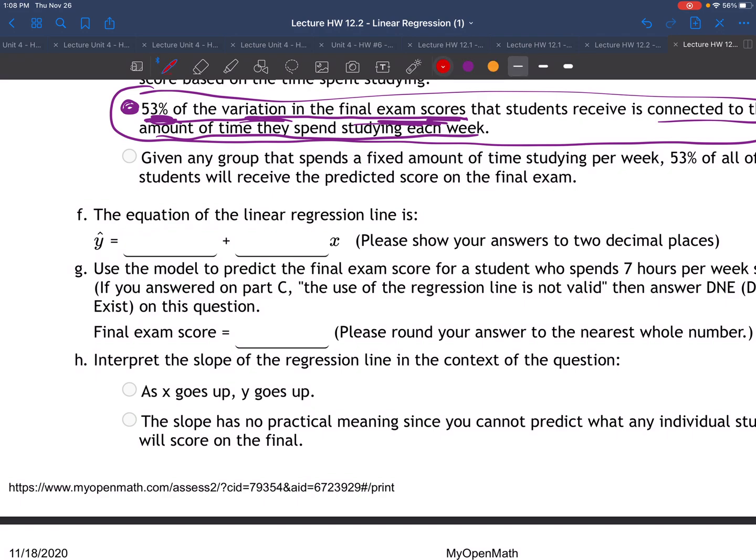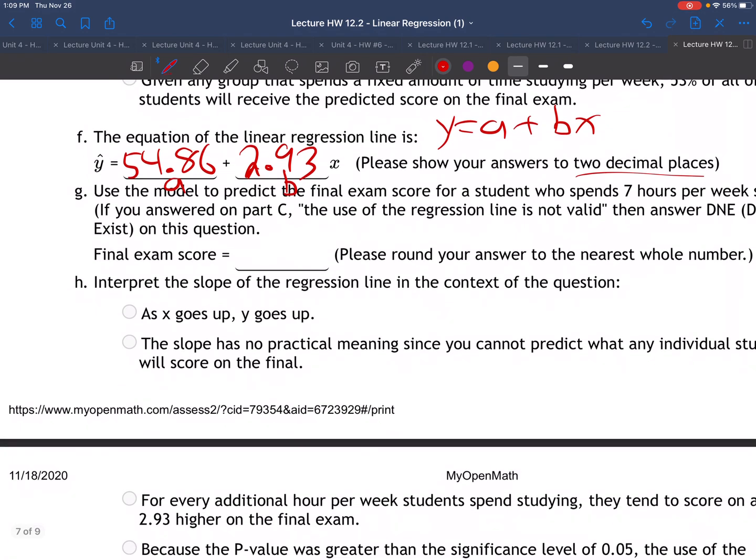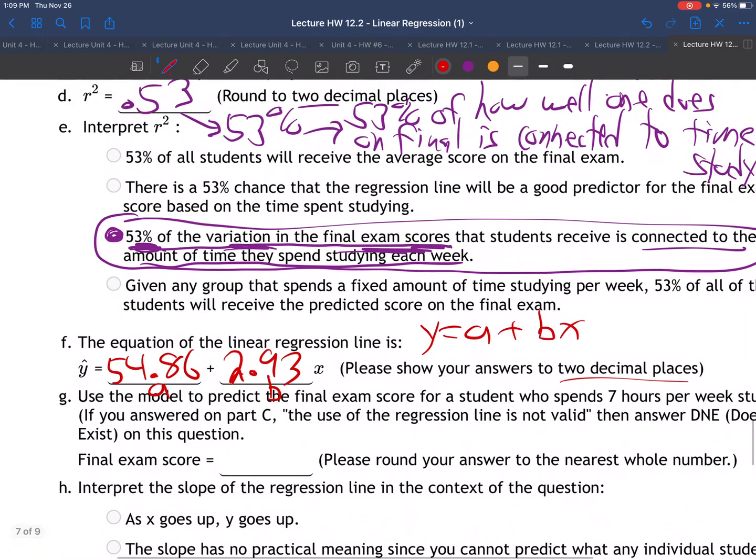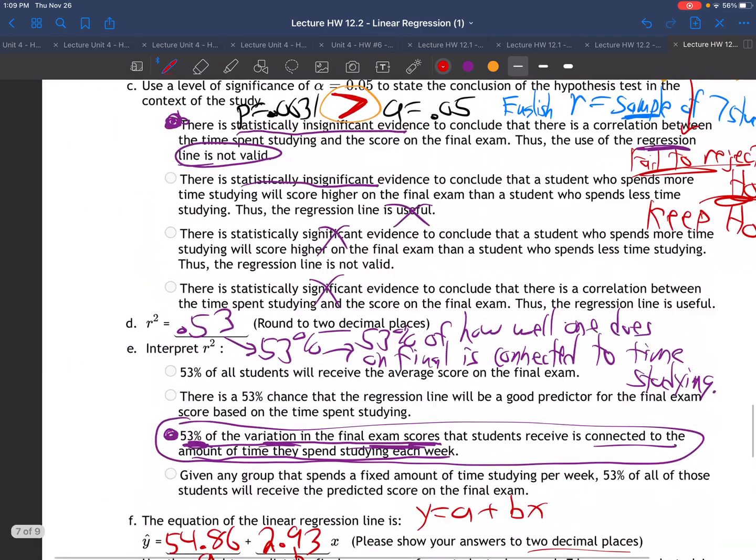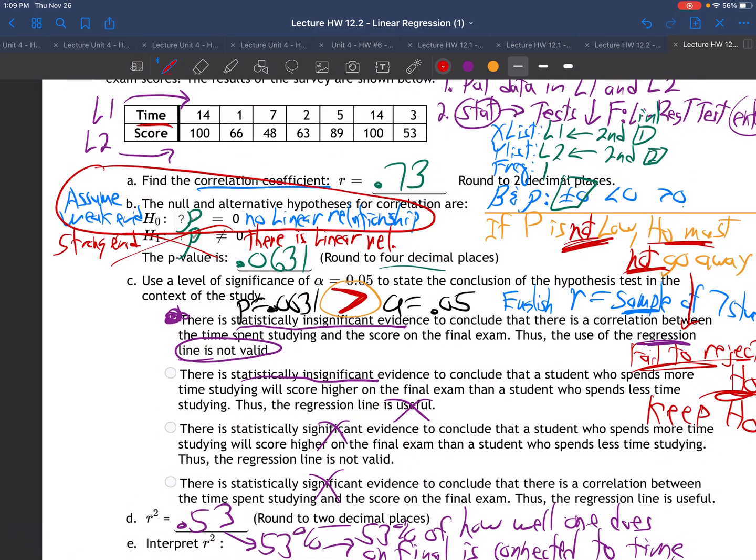So that's just A and B. You'll see on your calculator, it'll say y equals A plus bx. That's how I know it's A and B. Just look right on your screen. You'll get the A. I'm getting 54.86. And the B, 2.93. They want those both rounded to 2 decimal places. It's the A and the B on your calculator. Y equals A plus bx. All right, that's the linear equation connecting how much time you study with what score you get in the final.